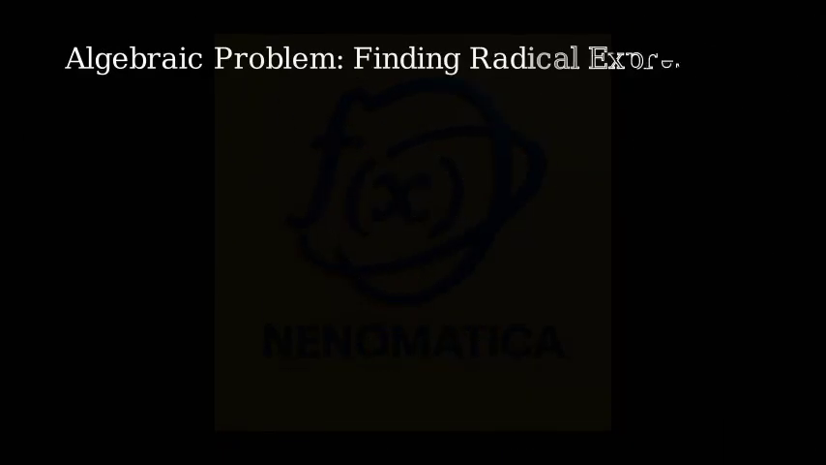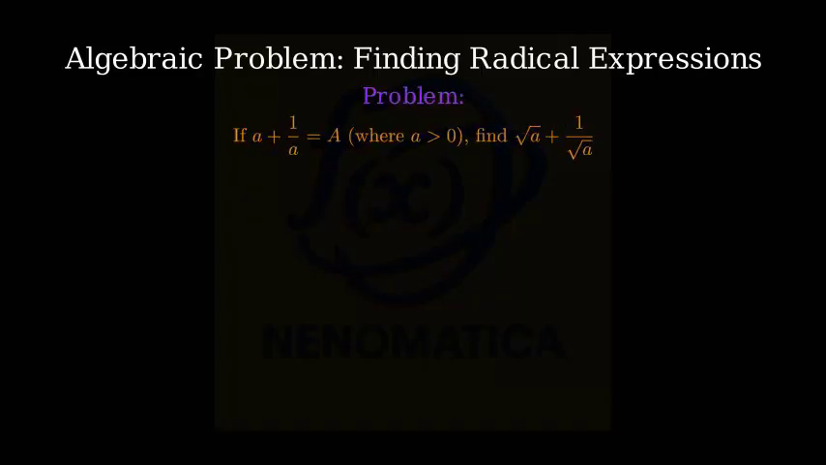Welcome to this mathematics lesson, where we'll solve an algebraic problem involving radicals and substitution. In this problem, we're told that a plus 1 over a equals a, where a is positive. We need to find the value of the square root of a plus 1 over the square root of a.